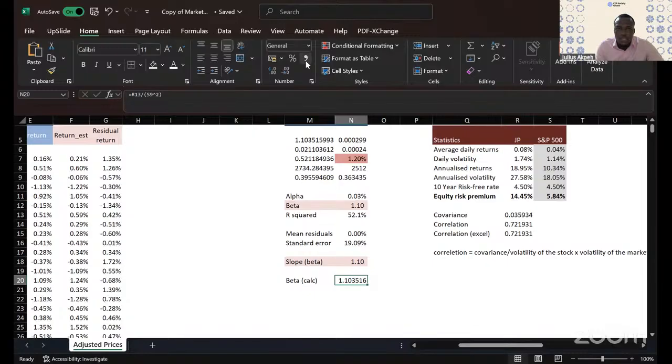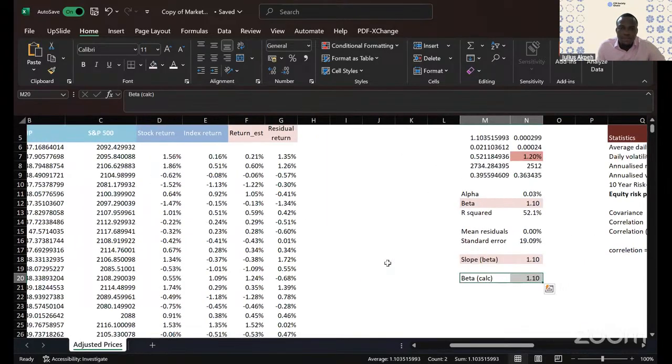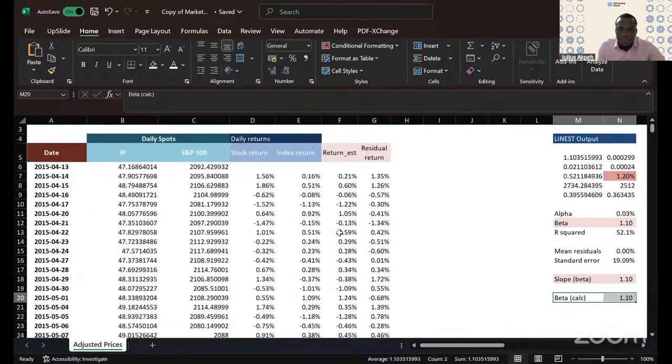And you see, that's another way of calculating beta. So there are multiple ways of calculating beta. There's another way where you take the correlation and multiply it by the volatility of the stock divided by the volatility of the index. That's another way of calculating beta. So there are several ways of calculating the market beta.